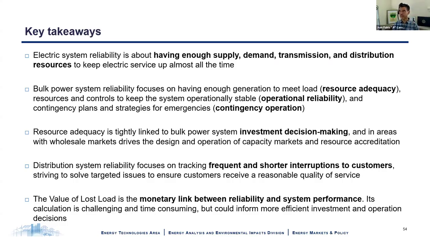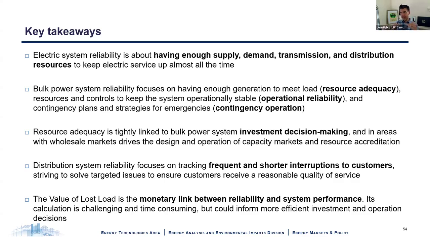So my final slide, some key takeaways out of this electric system reliability training is that reliability is about having enough supply, demand, transmission, and distribution resources to keep electric service up almost all the time. Remember again, it's very, very expensive to have it up all the time. Bulk power system reliability focuses on having enough generation to meet load, which is resource adequacy, enough resources and controls to keep the system operationally stable, which is operational reliability, and have contingency plans.